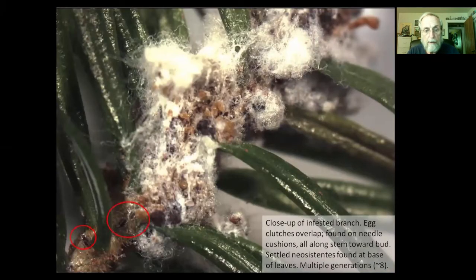And if you were to look closely, this happens to be on the branch where you see the needles, and the woolly mass has been teased apart, and you see lots of eggs in there. And off to the side here, you see a few early instars that have already inserted their stylets and are beginning to produce that woolly mass for the next generation. The dark mass you see here is the adult. The crawlers look very much like the eggs, except they have legs.